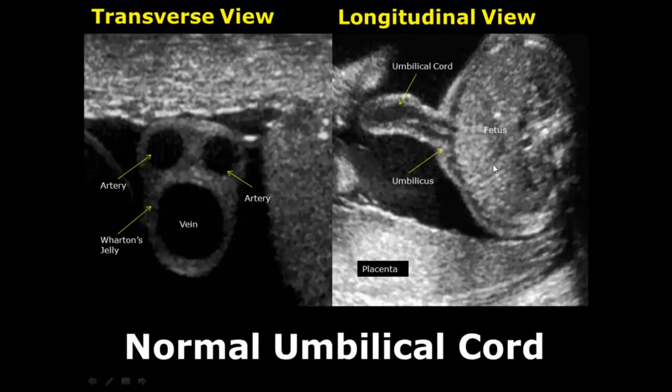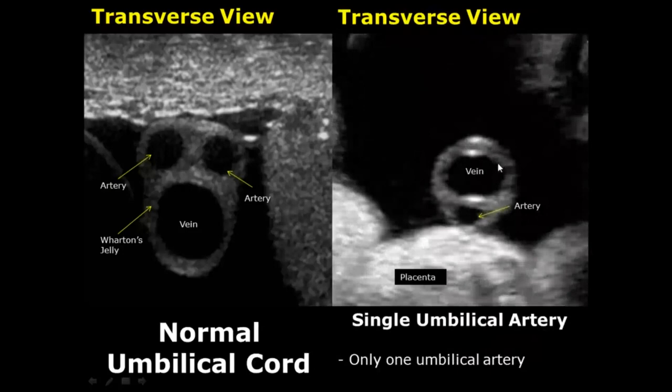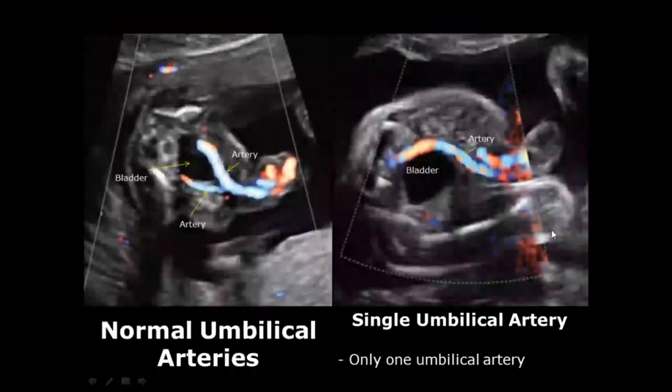Sometimes there may only be a single umbilical artery present. Here we can see only one umbilical artery in transverse view in its cross section. On color Doppler, we can further investigate a single umbilical artery.